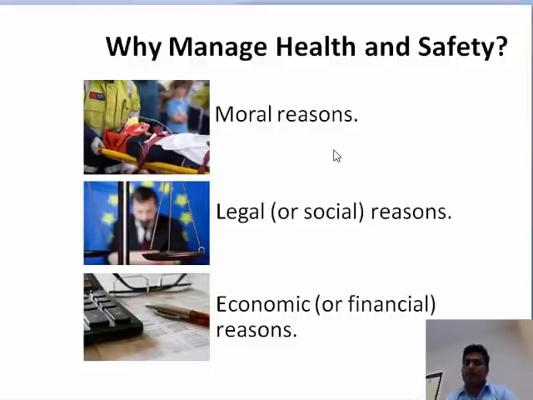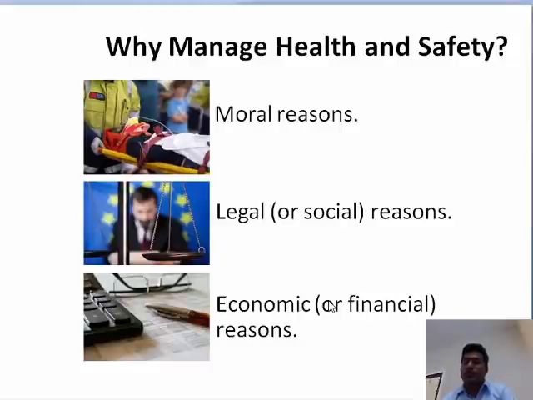Both are the same. If you do not maintain health and safety at the workplace, then legal action may be initiated against the company, because there is local law. In India there is the Factory Act or the Mines Act, different types of acts. Different countries also have their own local law, and there is also international law, the ILO, International Labour Organization, which formulates health and safety standards. So action may be initiated against the company. It is a legal requirement to maintain health and safety at the workplace.